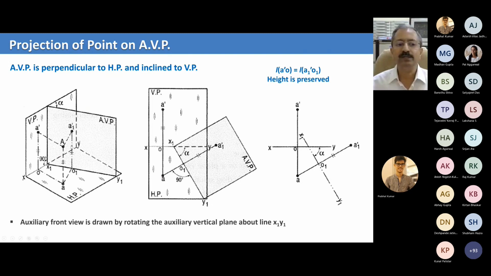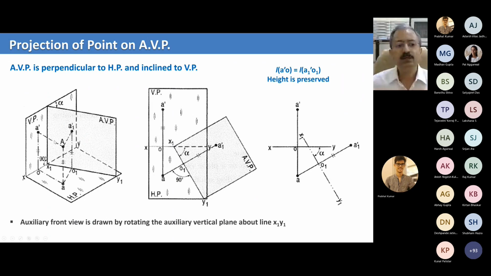Now just also look at the notations carefully. Notation A is for your horizontal plane and A dash for the vertical plane. But because now we're talking about the auxiliary vertical plane, the A dash now becomes A1 dash. Why 1? Because this is the first auxiliary plane. Suppose you have multiple auxiliary planes, you may call them A1 dash, A2 dash, A3 dash, and so on. That's a convenience in case you have multiple planes.